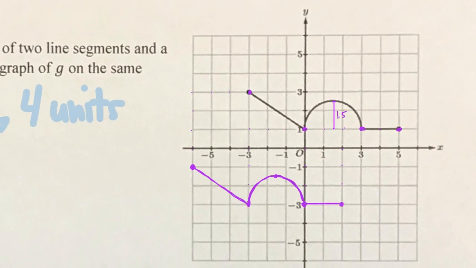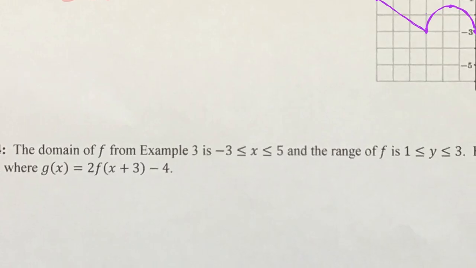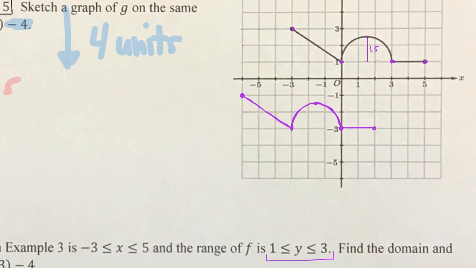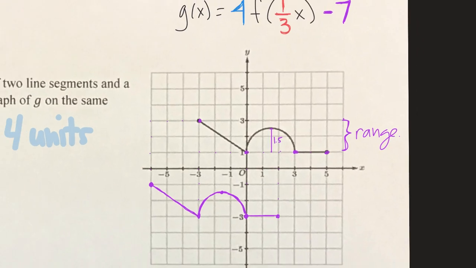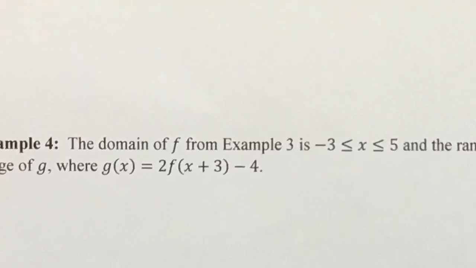Okay, let's see if we can make sense of our next thing. The domain is from -3 to 5, right? Those are your x values. And the range was from 1 to 3. Does that look right? A range value from 1 to 3? These are our possible y values. Yep, I would agree. Okay. Find the domain and range of this.